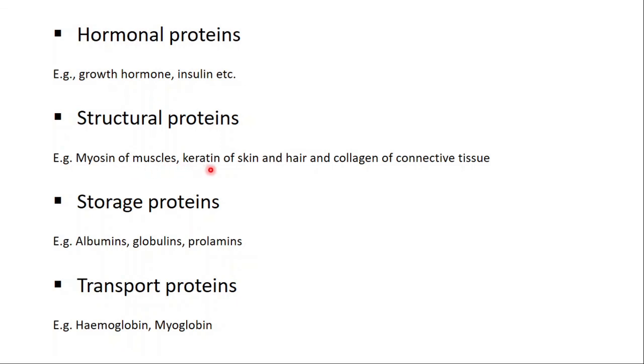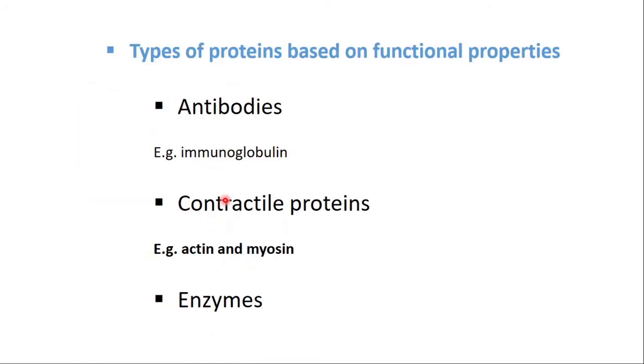It can be like keratin of skin and hair, and collagen of connective tissues. And you have storage proteins, various proteins responsible for storing fats or lipids, like albumins, globulins, prolamins. And you have transport proteins like myoglobin and hemoglobin, which carry oxygen throughout the blood. So, these are different types of proteins classified on the basis of functional properties.